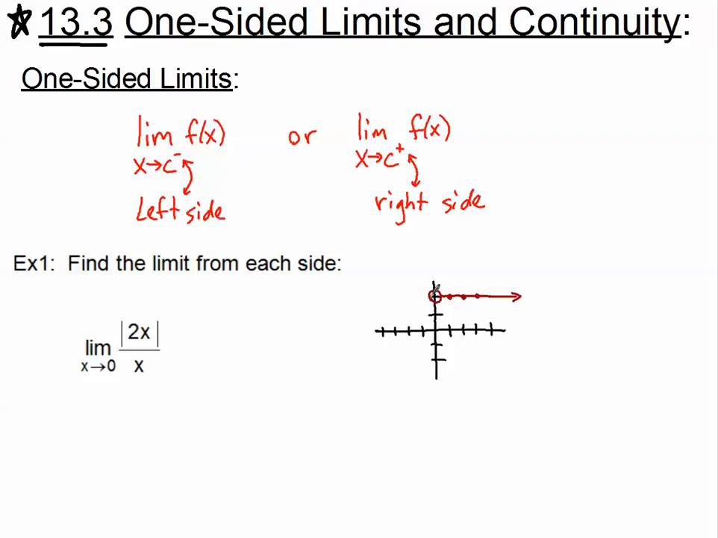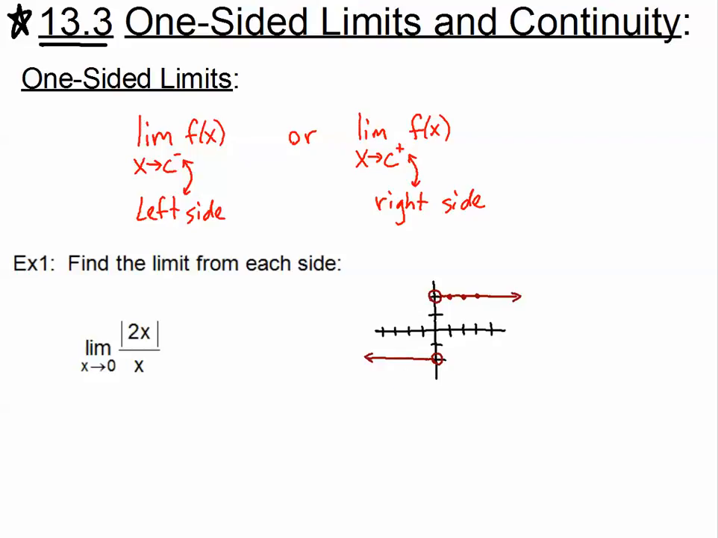Let's see what happens when I plug in some negatives. If I plug in a negative 1, the numerator will continue to be a positive, but the denominator will change it to a negative output. And it'll be down here. And this is what our graph will look like for negative inputs. So that's what our graph looks like.